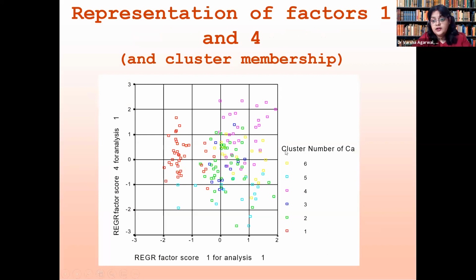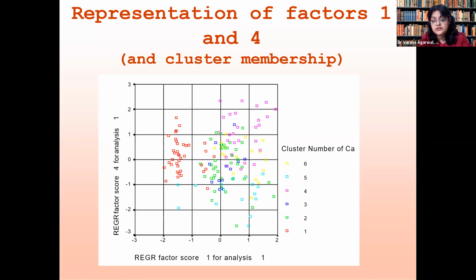So here you will see different color coding. The cluster number is given: 1, 2, 3, 4, 5, 6, and these are the members or your respondents. You are having 150 respondents in total. So who is belonging where and where it is lying, you can see from this diagram. Okay. So which member belongs to which cluster? This is the diagrammatic representation.